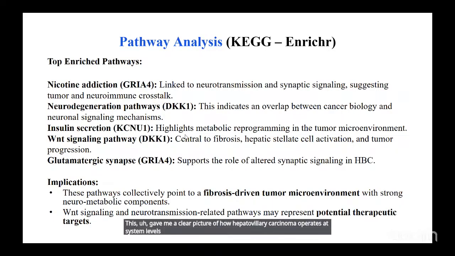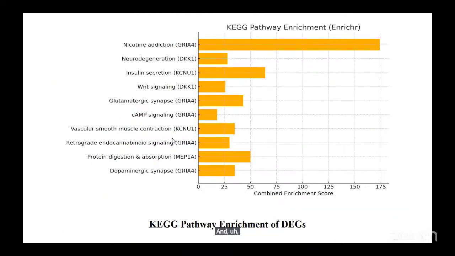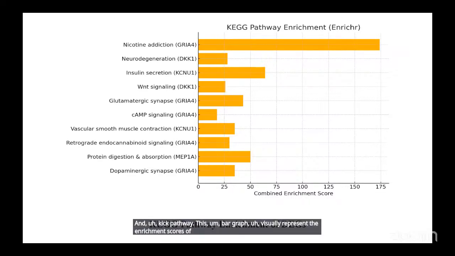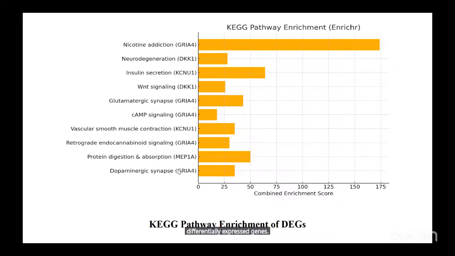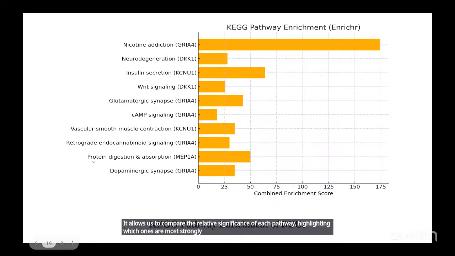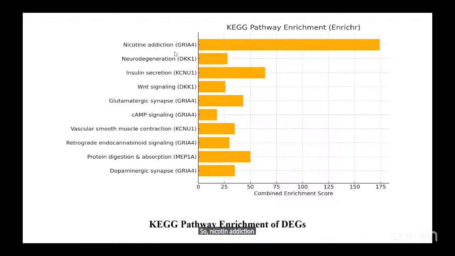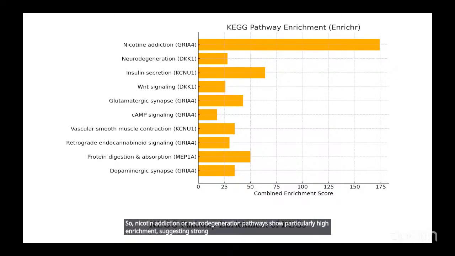It's very dangerous. And KEGG pathway. This bar graph visually represented the enrichment scores of top KEGG pathways that are associated with differentially expressed genes. It allows us to compare the relative significance of each pathway, highlighting which ones are most strongly impacted in HPC. For instance, nicotine addiction and neurodegeneration pathways show particularly high enrichment, suggesting strong involvement of neurotransmitter-related mechanisms.